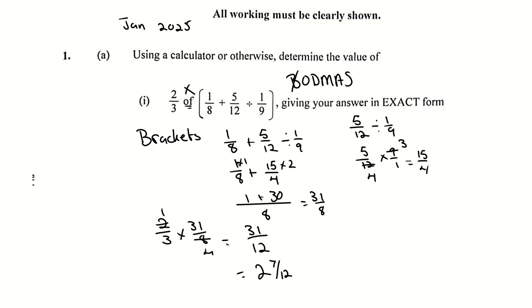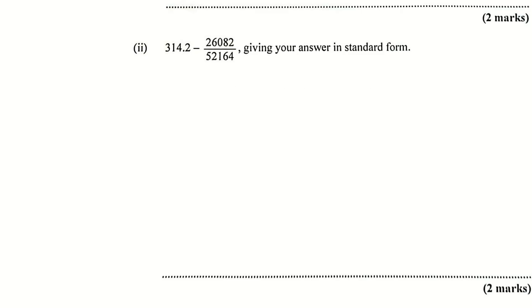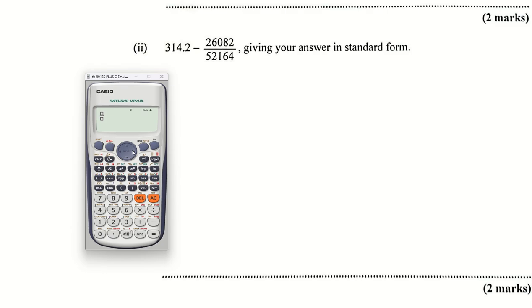Right, okay, let's go on to the next one. This question says, now for something like this, I would use my calculator, right? Just to make life easier for me. So let's go. We're gonna put 26,082 divided by 52,164. Press equal. You get a half or 0.5, right? Now please note, to change your Casio fraction into decimal, you press that SD and it will convert it.